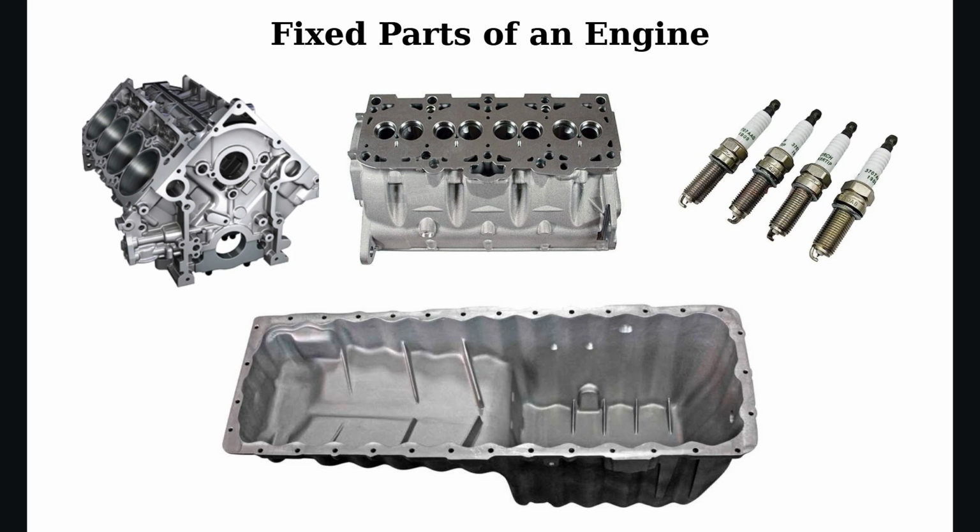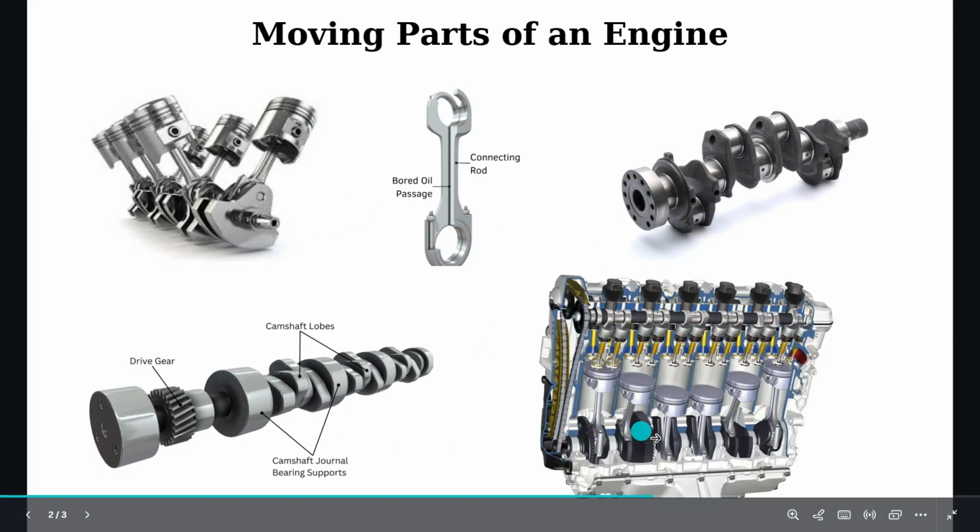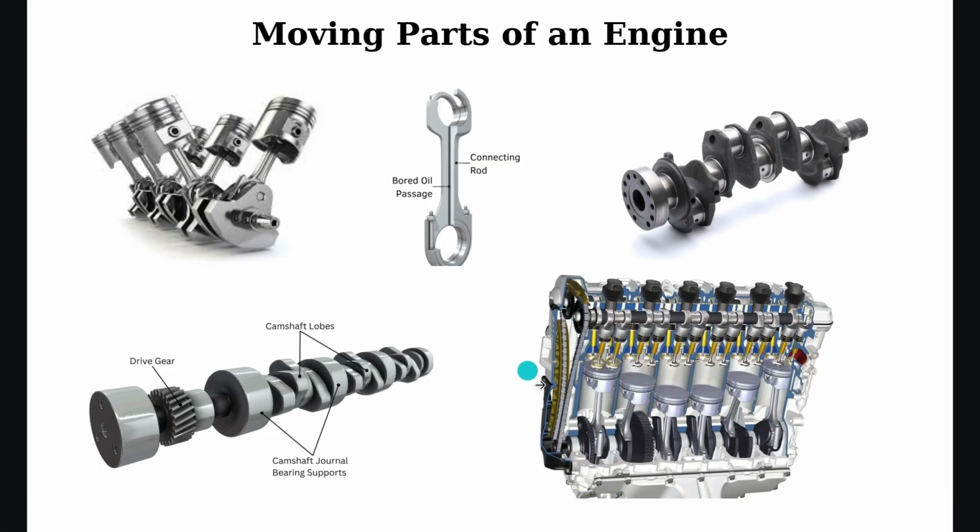Now let's conclude this lesson. Today we learned about the main parts of an engine and how they are grouped. First we talked about the moving parts. These are the components that create and transfer motion inside the engine. We learned about the piston, connecting rod, crankshaft, camshaft, and valves. And we saw how each of them has a specific role in producing movement.